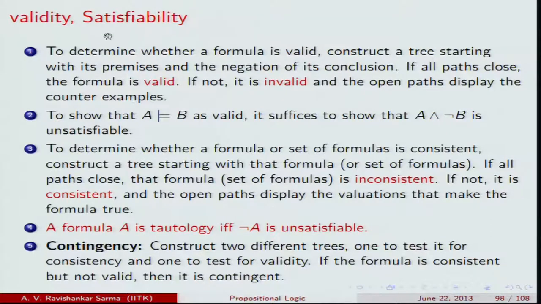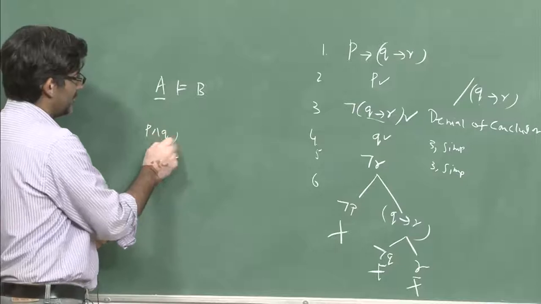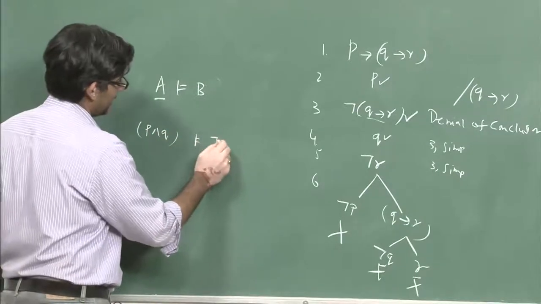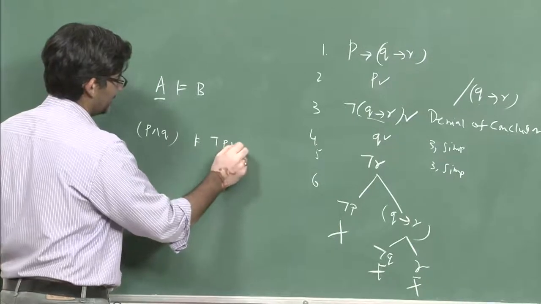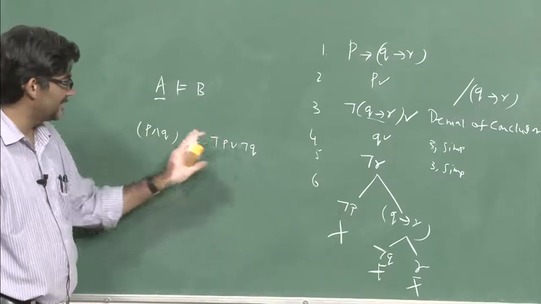Another way of showing that a particular argument is valid or invalid is this. Suppose there are two formulas A and B, and B is a logical consequence of A, that is, A logically implies B. To show it is valid, it is sufficient to show that A and not B is unsatisfiable. So let us take formula A as P and Q, and B as not P or not Q. Two formulas, on the one hand you have this and on the other this one.